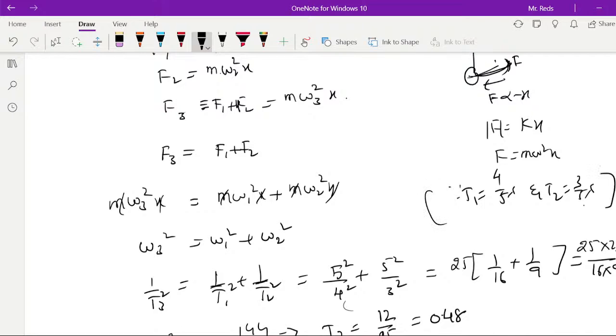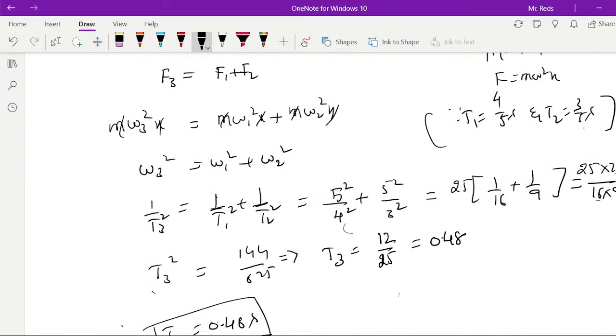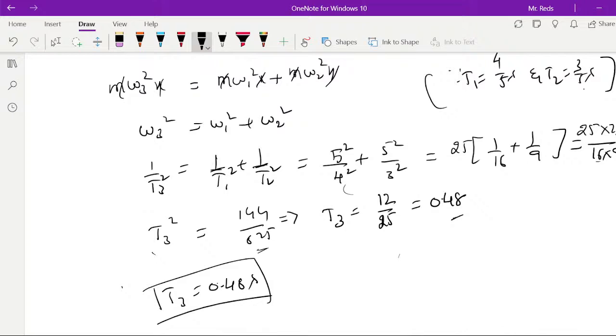If you substitute here and simplify, 5 square is 25, which we take out because it is common to both terms. You write it as 25 into (1/16 + 1/9). Simplifying further, 9 + 16 is 25 by 16 into 9, so that is 1 by T3 square. T3 square is the reciprocal of it. 16 into 9 is 144, and 25 into 25 is 625. So T3 is the square root of this, which gives 12/25. That is 0.48 seconds, the period when you apply these forces together.